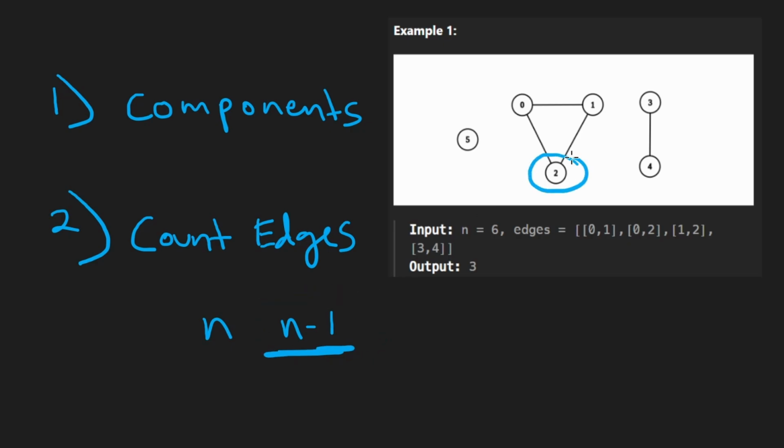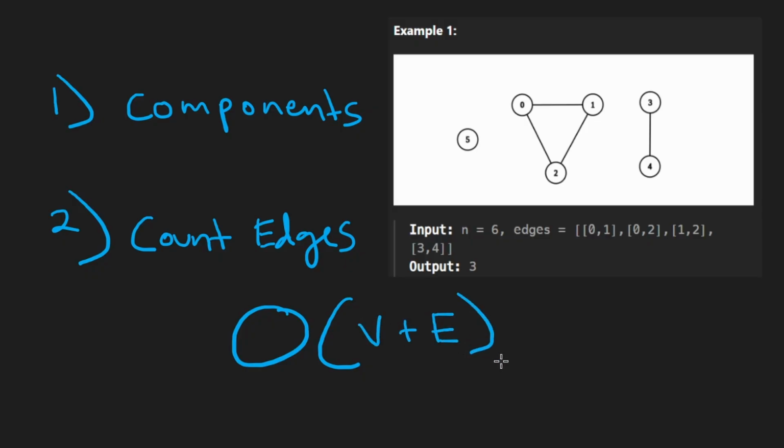So that's pretty much what you could do. For every single node, check that there's n minus 1, where n is the size of that component, n minus 1 edges connected to that node. That's pretty much, I think, all I have to say. In terms of time and space, I think it's just going to be dependent on the size of the graph. So it should be the number of vertices plus edges.